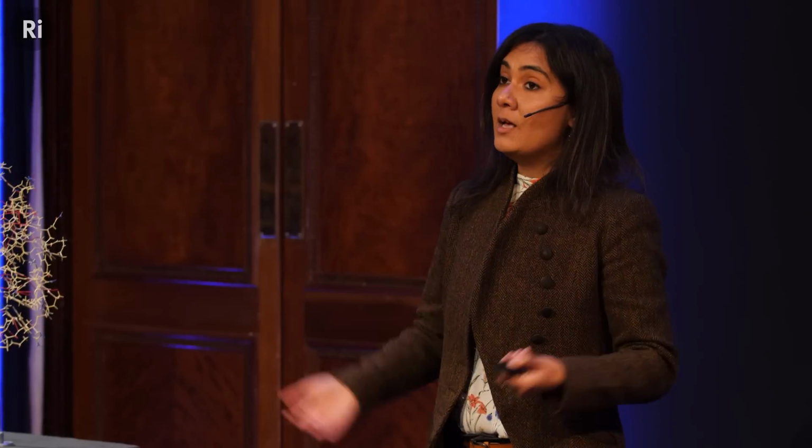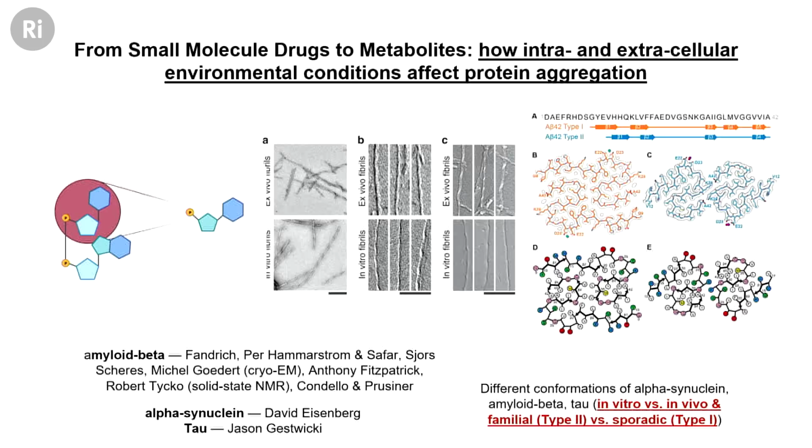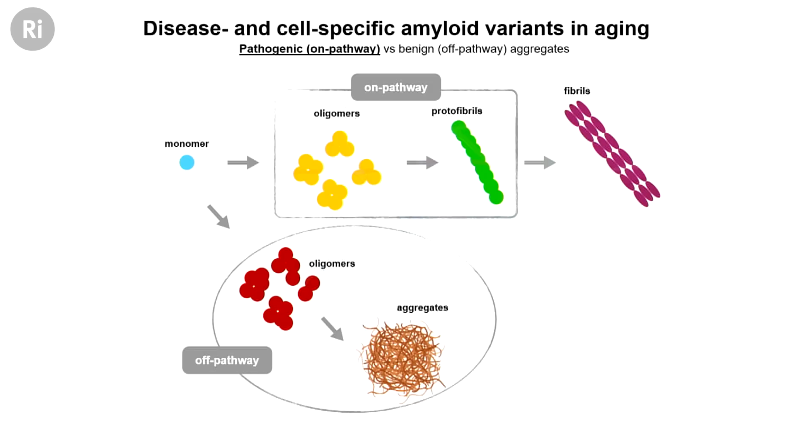So many labs across the world have shown that when you isolate these structures directly from the brain, they are different. And we thought that maybe it is the metabolites that are pushing these structures to form and having different conformations. So the disease variants are different.